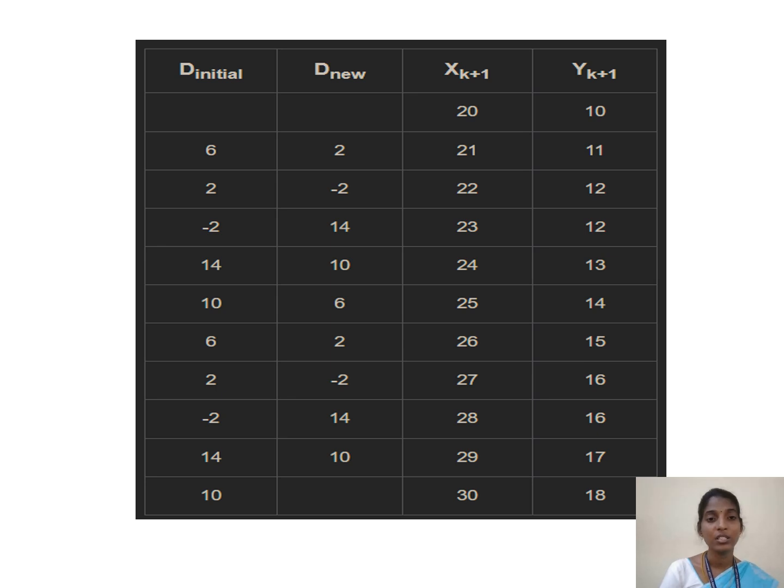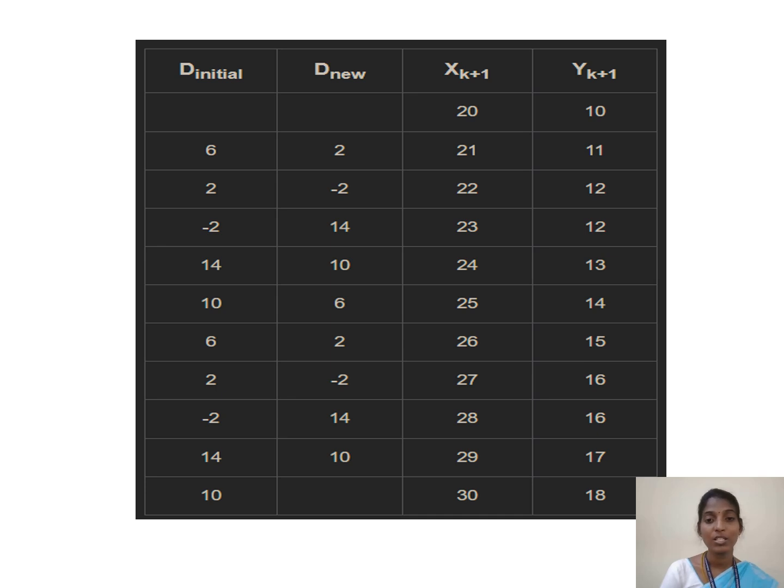If the initial is greater than or equal to 0, we have to apply case 2. Xk plus 1 is equal to 24. Then yk plus 1 is equal to 13. The initial is 10, then the new is 6. If the initial is greater than or equal to 0, we have to apply case 2. Then we got xk plus 1 is equal to 25, then yk plus 1 is equal to 14. Then d new value is 6 and then d new value is 2. If the d initial value is greater than or equal to 0, we apply case 2.